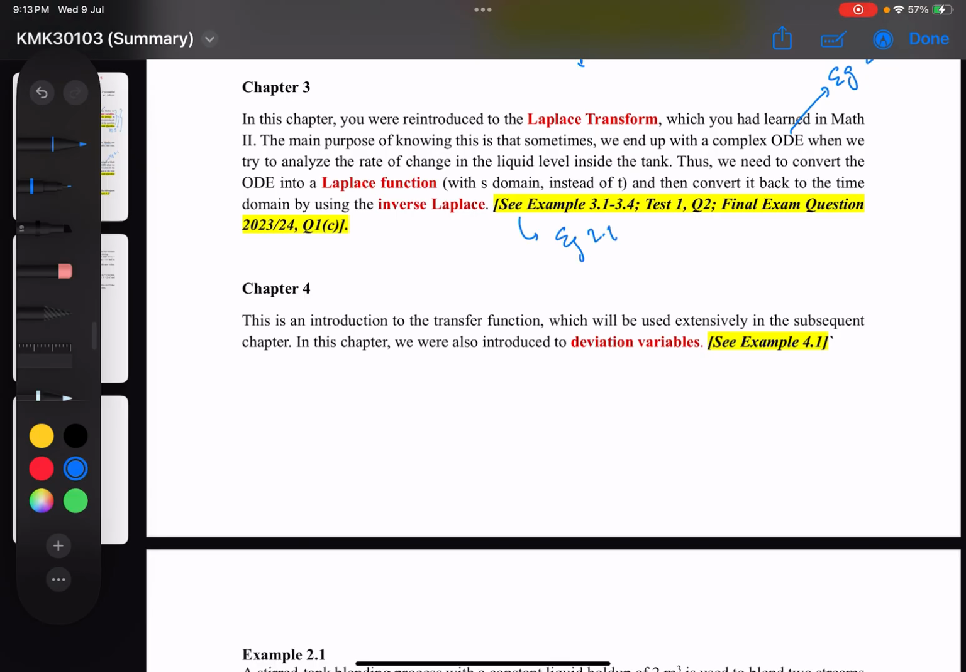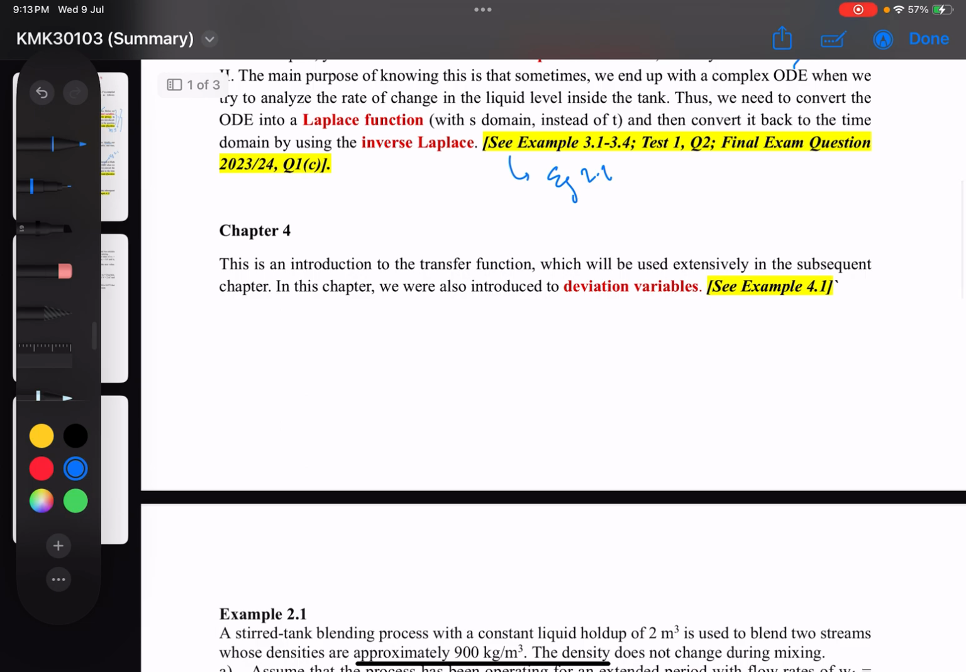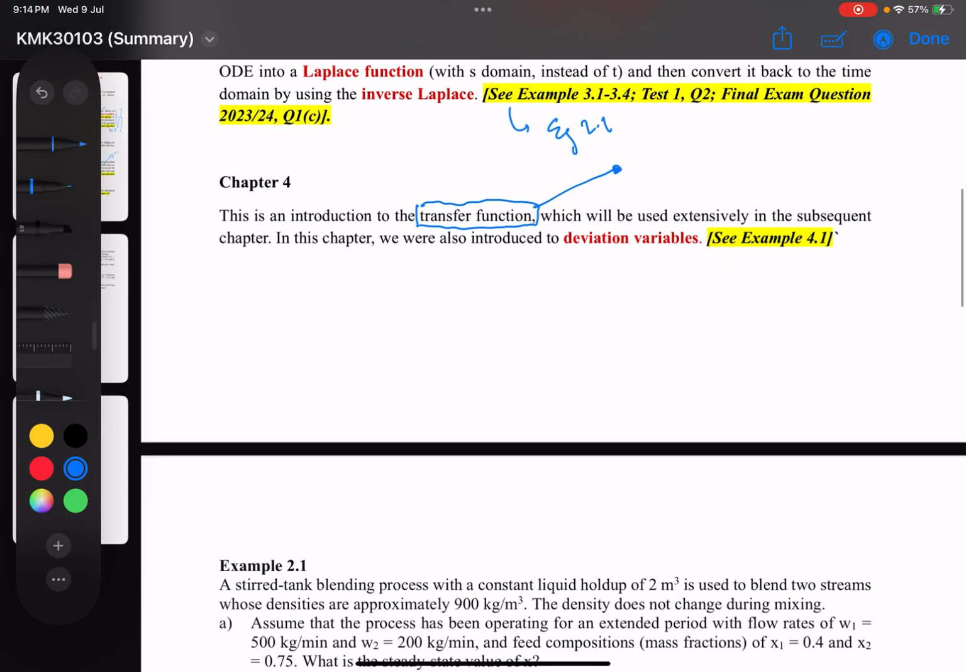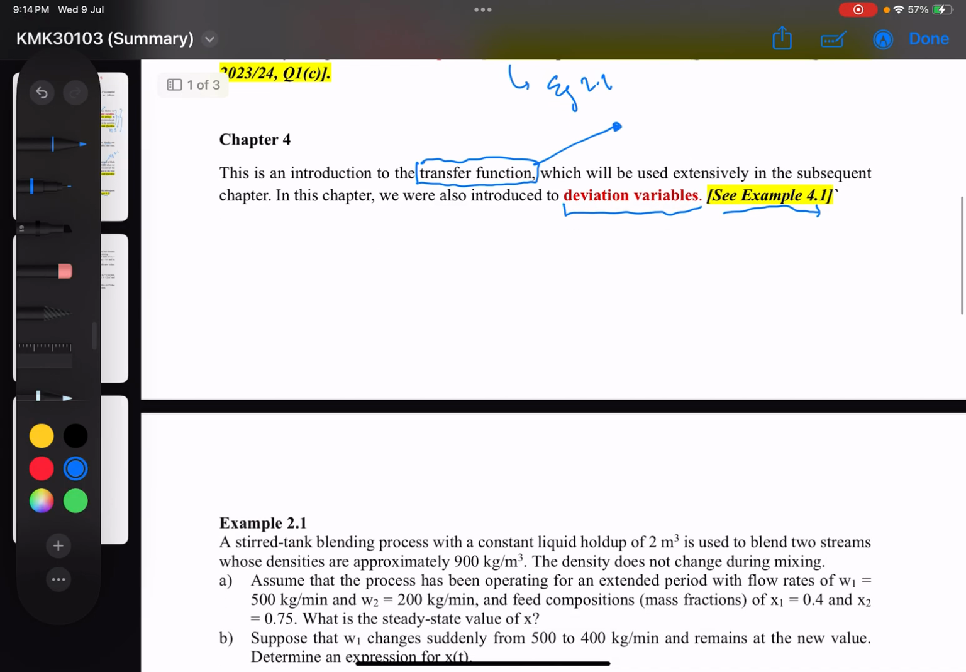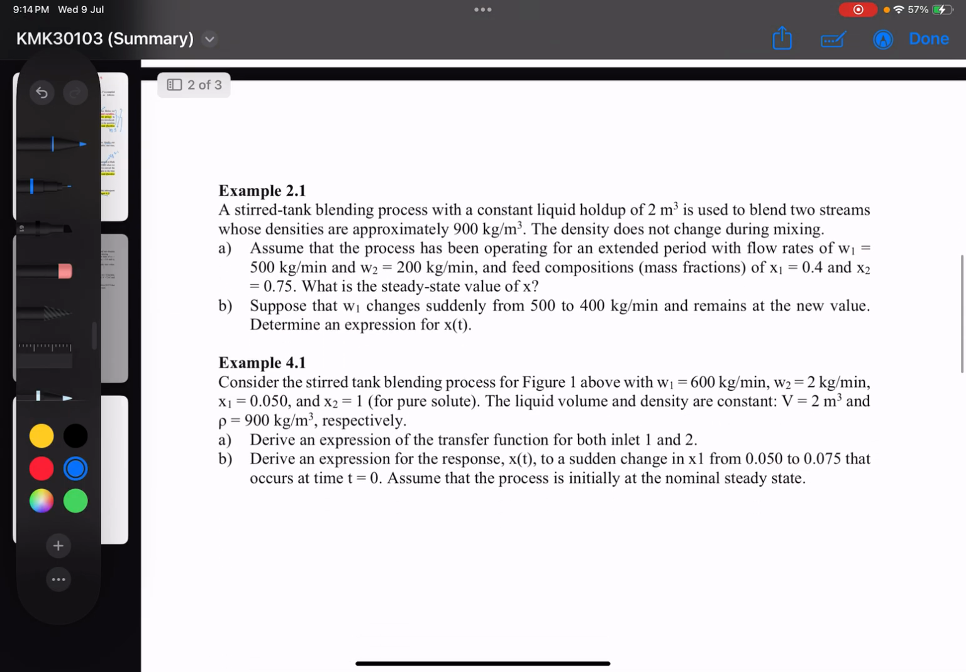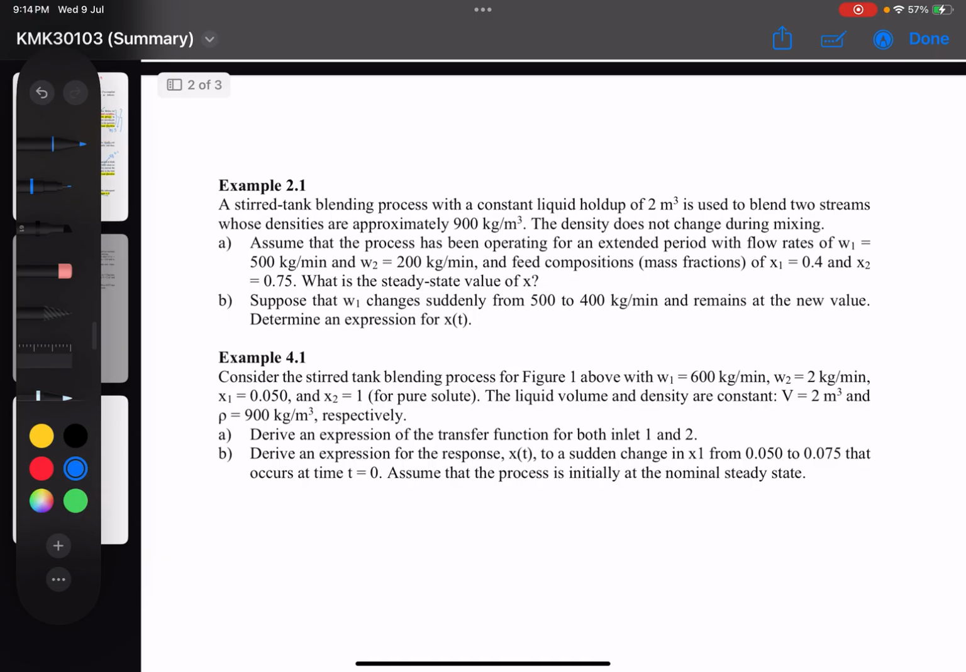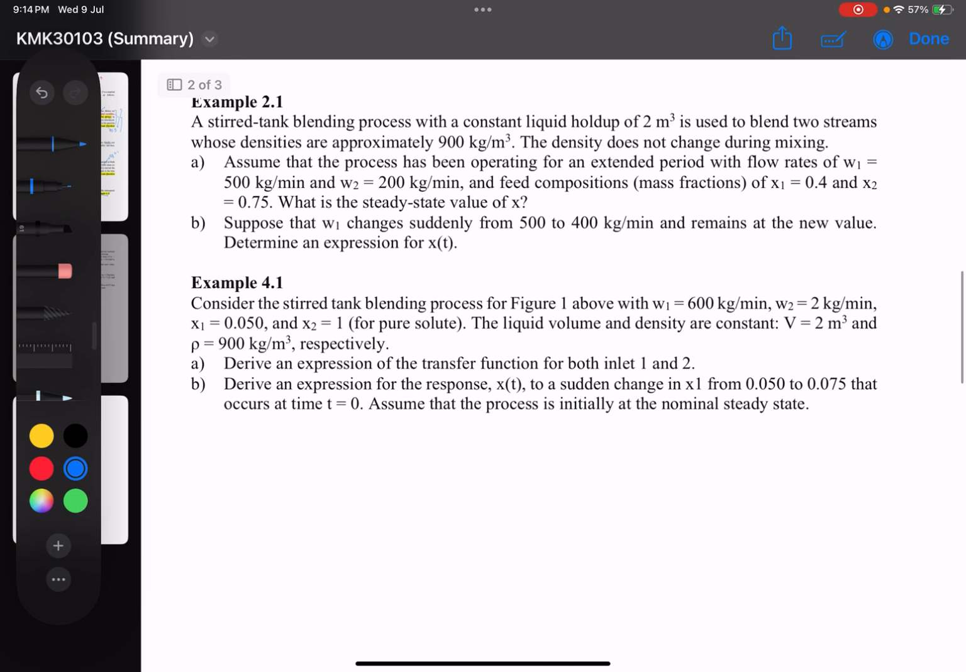And then the last chapter for my part is actually the transfer function. For my part, it is just an introductory part, meaning that later during your lectures, you are going to learn in detail about the transfer function. The important thing for chapter number 4 is the deviation variables. This one I will discuss in detail in example 4.1. So now I'm going to move to the two examples which I'm going to discuss in this video.